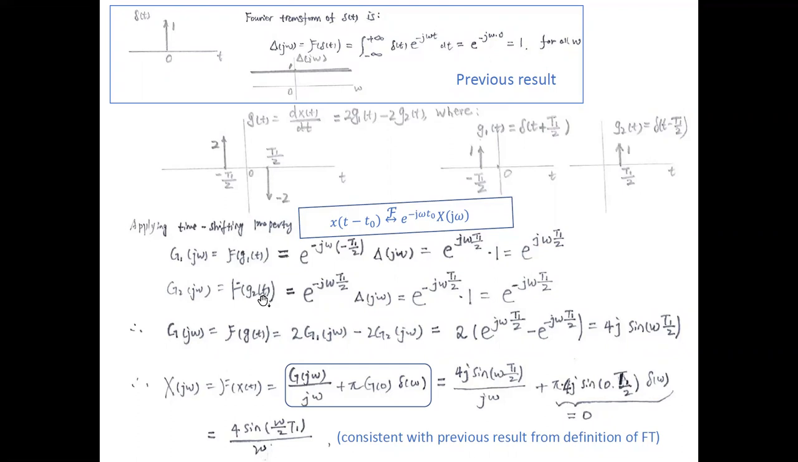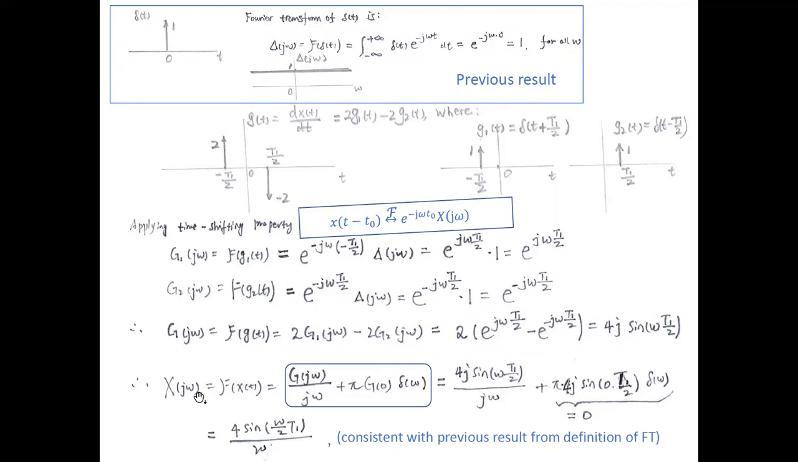And similarly, for the Fourier transform for g2, apply this time shift property again, but g2 is delta t minus t1 divided by 2. So we replace t0 with t1 divided by 2. The result is exponential minus j omega t1 divided by 2, and again capital delta is 1. So this is the result. Now we can calculate the Fourier transform of g. Applying the linearity, it is 2 times g1 minus 2 times g2, which is 2 times the first result minus the second result. And for this thing inside the brackets, we can apply the corollary of Euler's formula. It equals 2j sine omega t1 divided by 2. Therefore, the final result is 4j sine omega t1 divided by 2, because of the additional 2 here. This is the Fourier transform of the signal g of t, which is the combination of two impulses.